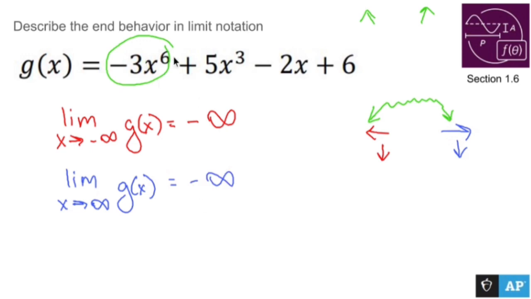All right, so the trick is you look at your leading term. You look at if it's positive or negative, and you look at if it's even or odd. And since this is even, with a negative leading coefficient, we go down, both of them are negative infinity.